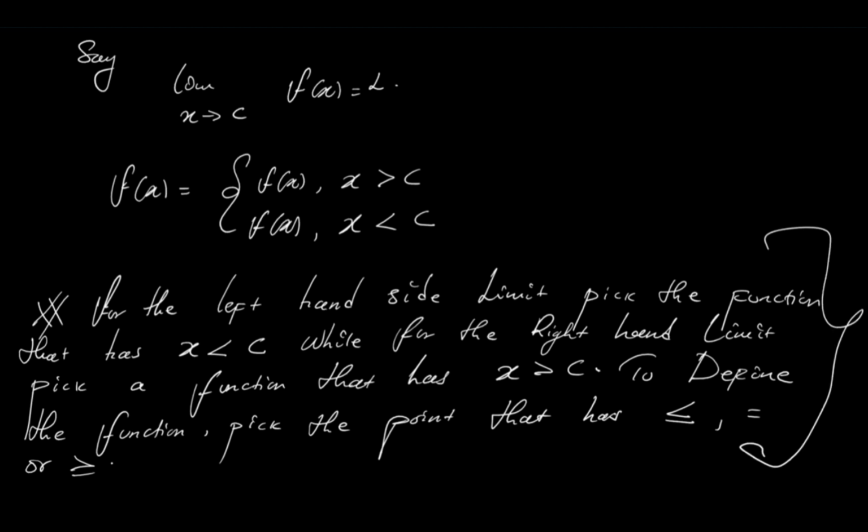For the left, x should be less. For the right, x should be greater than what it is approaching. For the defined point, x should either be less than or equal to, or greater than or equal to the approach. Alright, so let's get to understand this with a few examples.